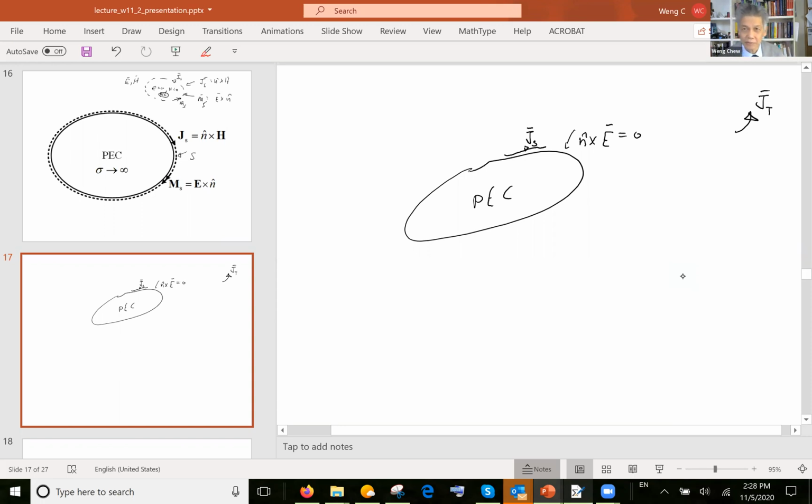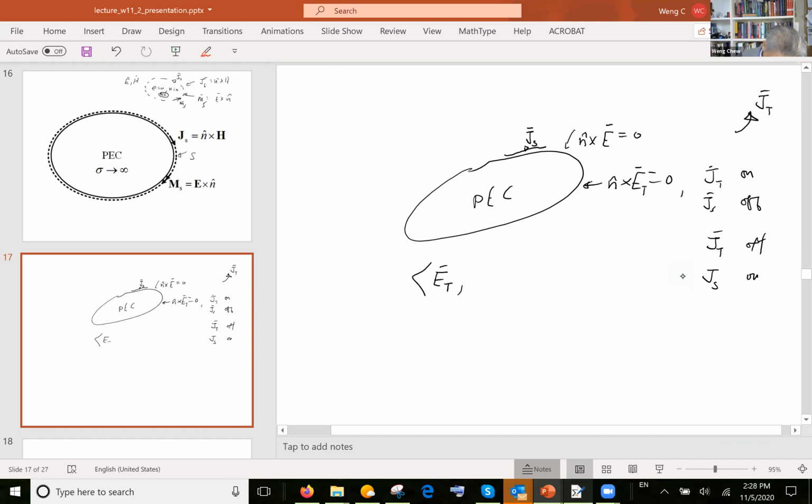I use the reciprocity theorem to do two experiments consecutively. In the first experiment, I turn JT on and turn JS off, and then I would have N cross ET equal to 0. Now I do the experiment a second time with JT off and JS on. If I calculate the two reactions, ET with JS must be equal to ES with JT. These two must be equal to each other by the reciprocity theorem.